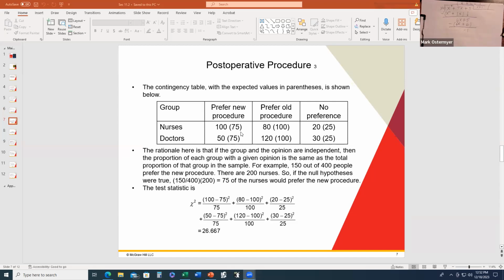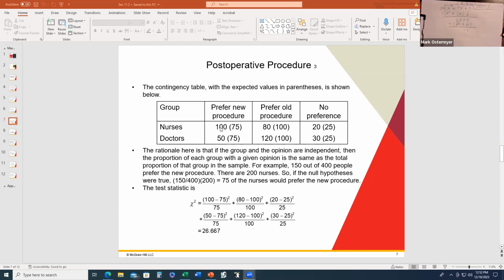Oftentimes, it is the case where we put the expected frequencies inside parentheses next to the observed frequency in each cell. This is a nice way to see what kind of difference exists for each of the particular cell results here. To compute our test statistic, we take the observed frequency, subtract off the expected frequency, square that difference, and divide by the expected frequency.